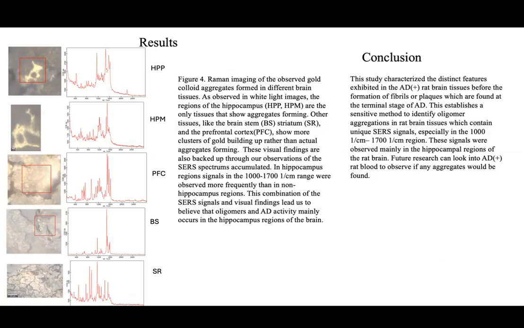regions of the brain. So in conclusion, this study characterized the distinct features exhibited in AD-positive rat brain tissues before the terminal stage of Alzheimer's disease. This established a sensitive method to identify oligomer aggregates in rat brain tissues, which contain unique SERS signals, which were mainly observed in the hippocampus regions. Our future research can look into AD-positive rat blood to observe if any aggregates can be found there.